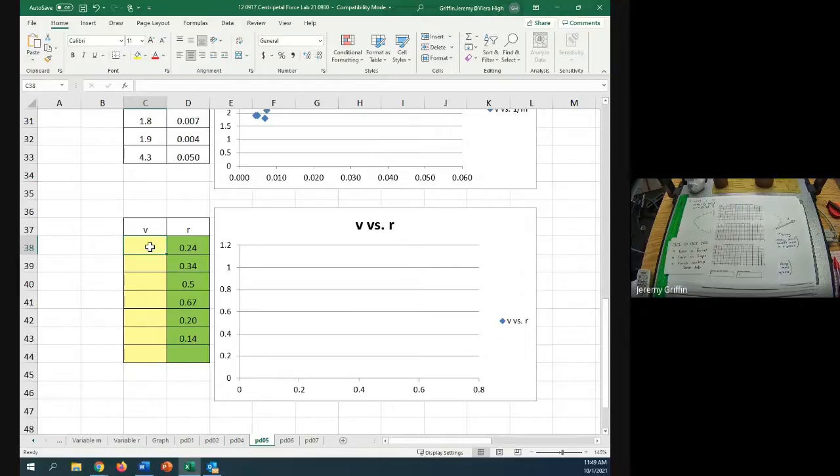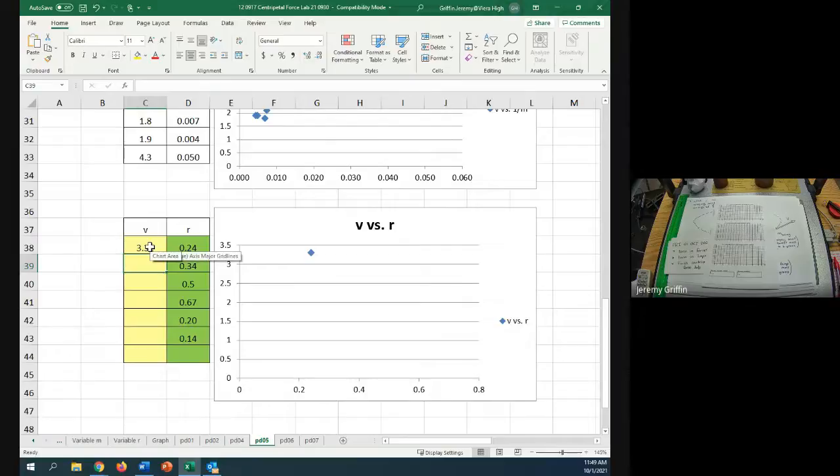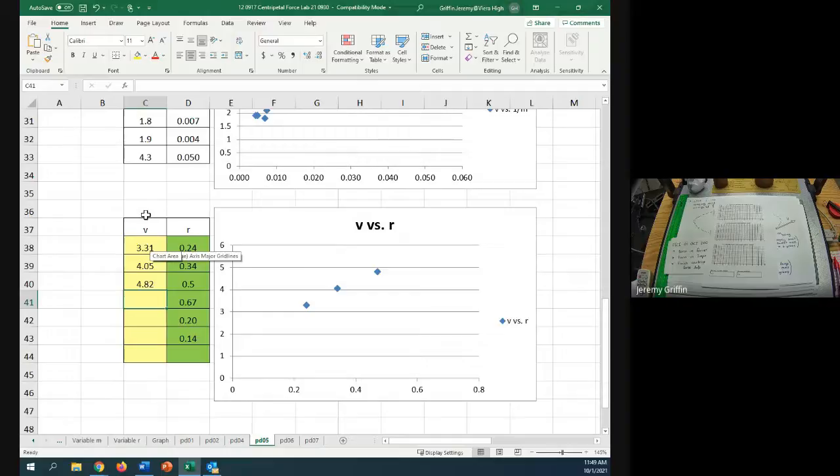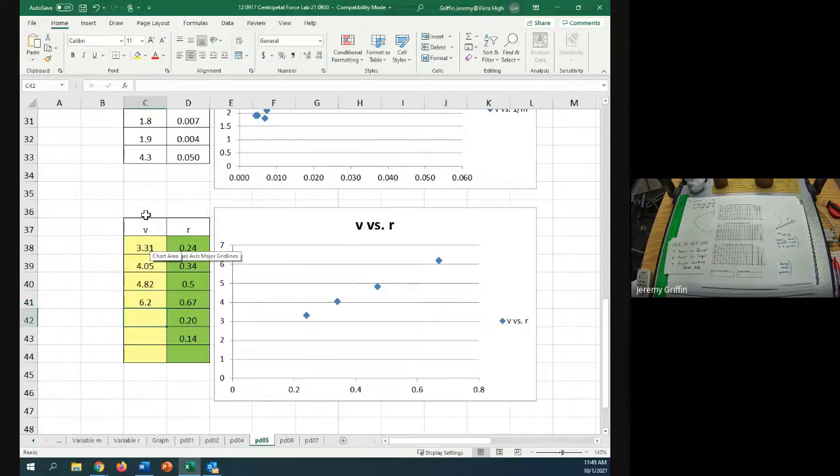First one is 3.31. Next one is 4.05. This one is 4.82. You say 4.82? Yeah, 4.82. Yeah. And then 6.2, 2.86, 2.44.